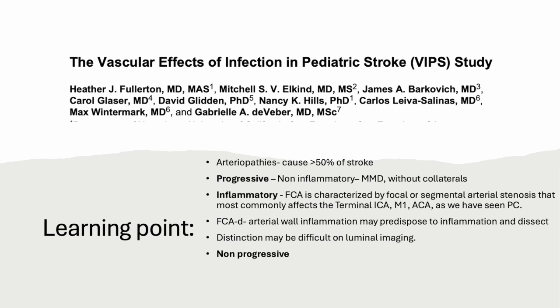So what is our learning point about arteriopathies? That they cause more than 50% of strokes, that they can be progressive, either inflammatory subtype or non-inflammatory subtype. So inflammatory being the FCAIs and FCADs that we see secondary to inflammation, potentially post-infection, the non-inflammatory subtypes being Moyamoya disease, and also that arteriopathies can be non-progressive.